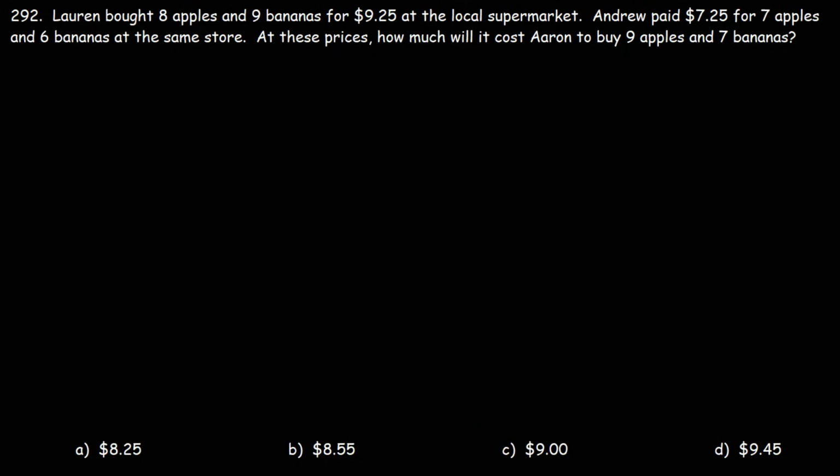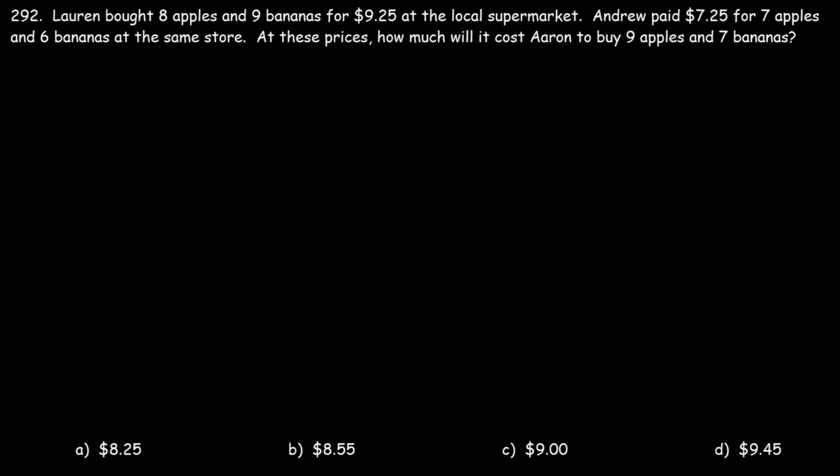Number 292. Lauren bought 8 apples and 9 bananas for $9.25 at the local supermarket. Andrew paid $7.25 for 7 apples and 6 bananas at the same store. At these prices, how much will it cost Aaron to buy 9 apples and 7 bananas?